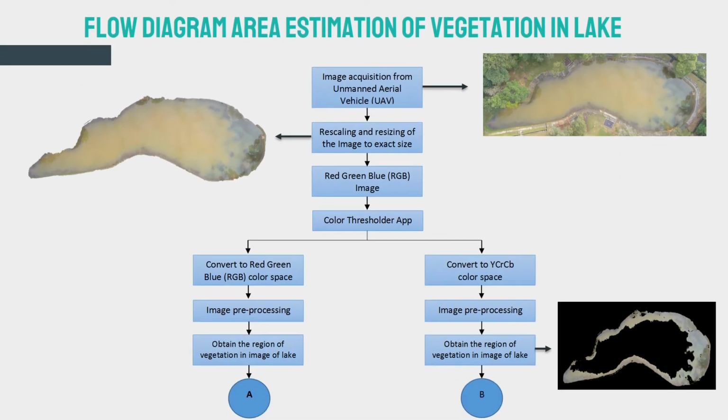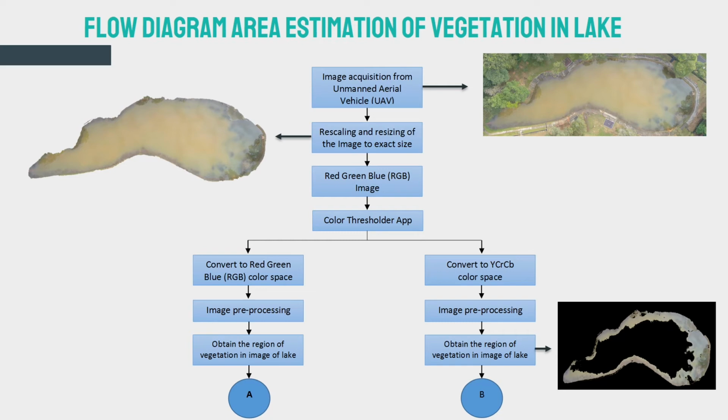Here we show the flow diagram of the area estimation of the vegetation in the lake. Firstly, image acquisition from an unmanned aerial vehicle (UAV), and accurate scaling and resizing of the image of the lake to the exact size of the lake. After resizing and scaling, the image contains 4,729 columns and 1,730 rows, and 3 channels, which is RGB.